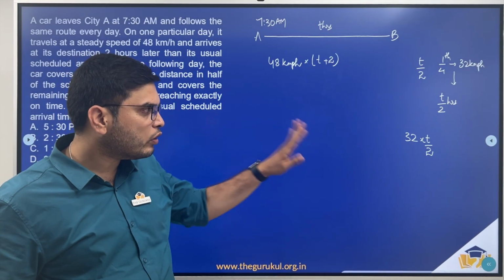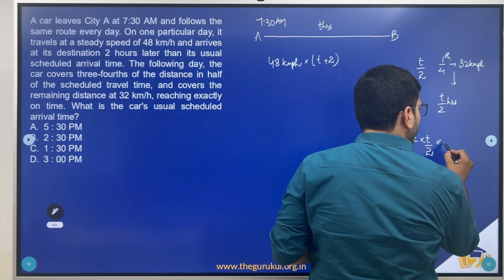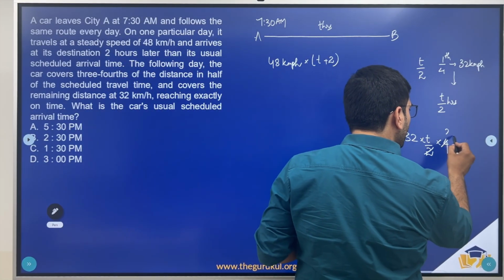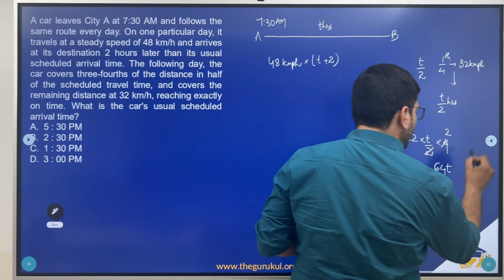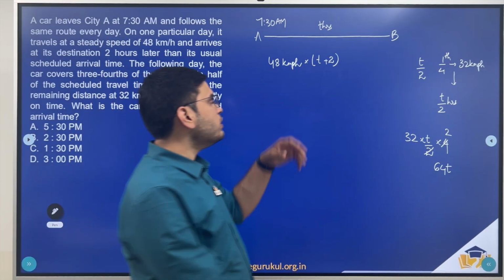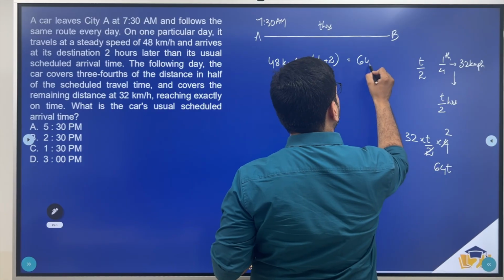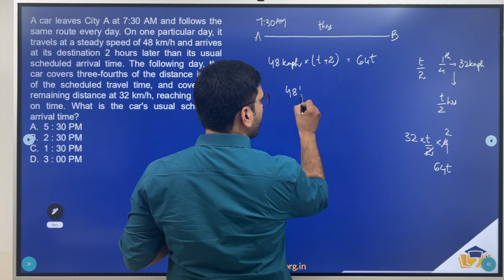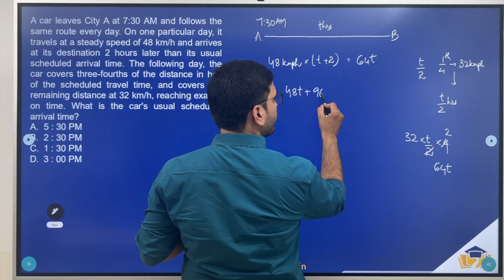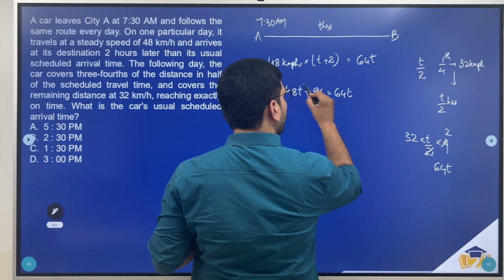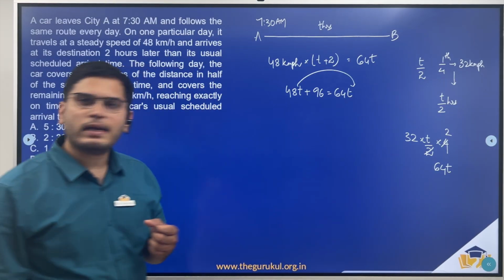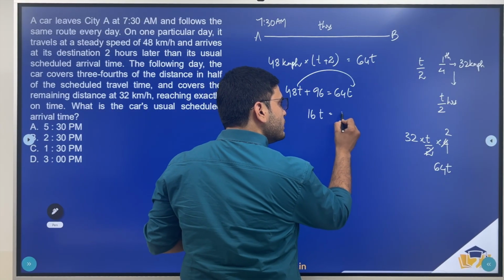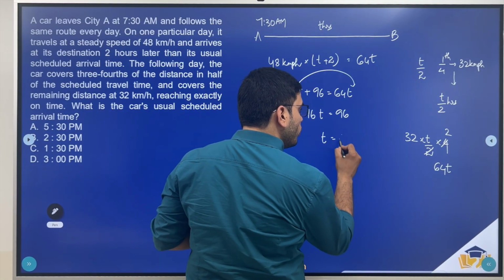Right. Now how do we get the total distance? Into 4. Right. Now which is nothing but 2 into 64 t? Right. So the total distance is nothing but 64 t. Then what do we have? 48 t plus 2 into 48, 96 is equal to 64 t. Right. So sending 48 to right hand side, 64 minus 48 is 16. So 16 t is equal to 96, or t is equal to 6 hours.